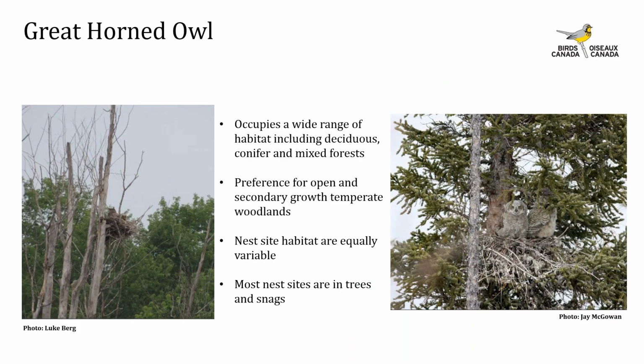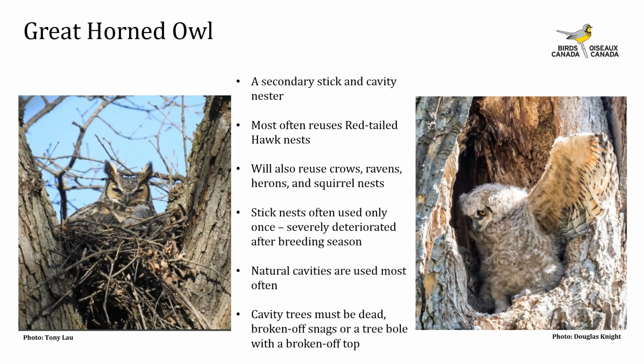Because of their distribution across North America, they have a wide variety of habitats to nest in, including deciduous, mixed, and conifer forests. They prefer open and secondary growth temperate woodlands, swamps, orchards, and agricultural areas. The overall nest site habitat is as equally variable as their landscape habitat preferences, but most nest sites are in trees and snags. They are secondary stick and cavity nesters.